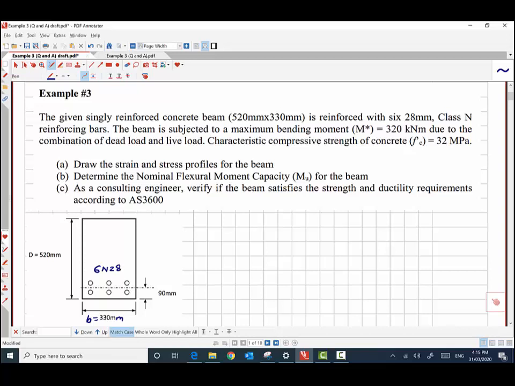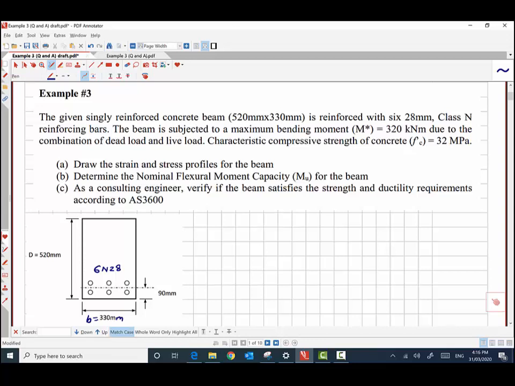6 normal ductile reinforcements, and the beam is subject to the maximum bending moment M star of 320 kilonewton meter due to the combination of dead load and live load. The concrete is 32 megapascal compressive strength, and now you are required to draw the strain and stress profile for the beam, find out the maximum flexural moment capacity or ultimate moment capacity Mu for the beam.